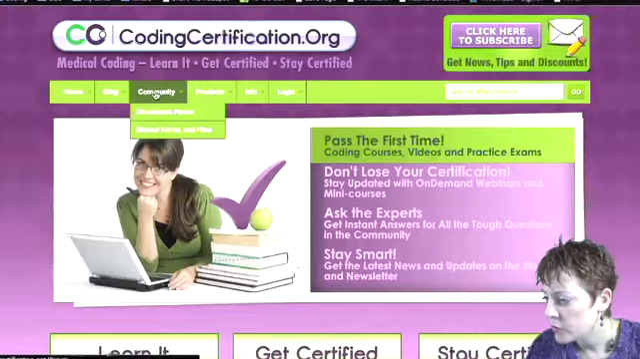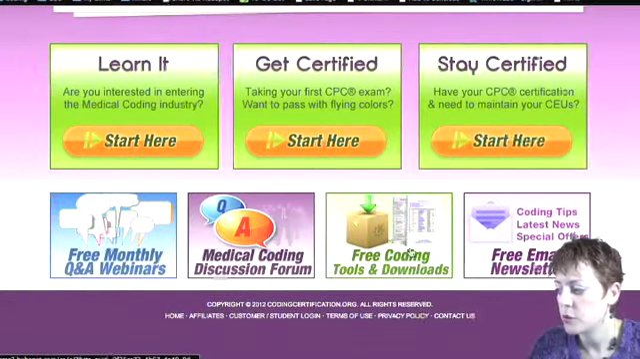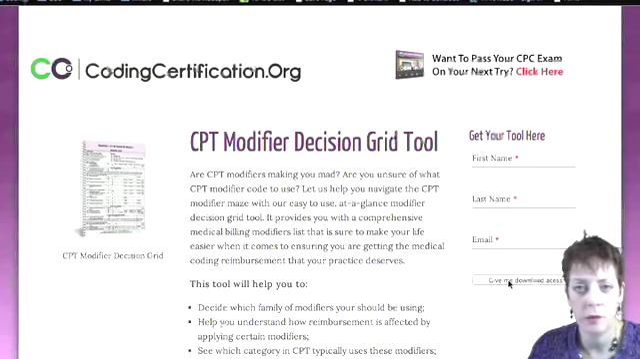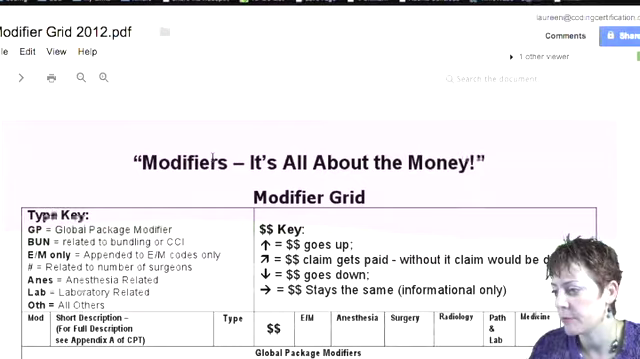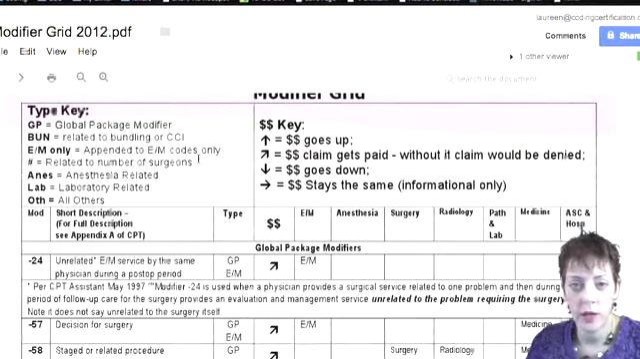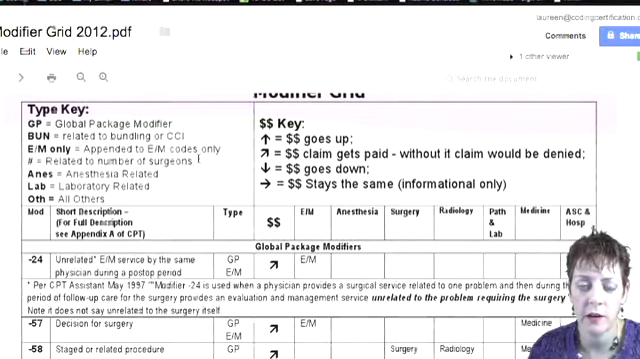If you go to free coding tools and downloads, you'll see the CPT modifier decision grid tool. You just pop in your name and email and you'll be able to download it. It's a PDF and it'll look like this. What I did with this grid and this presentation that goes along with it is I explain modifiers by family versus in numerical order.